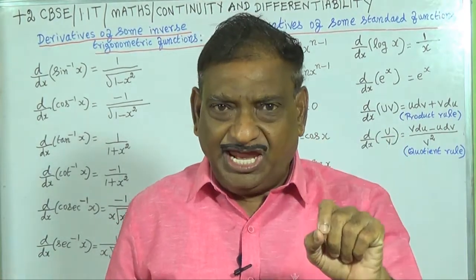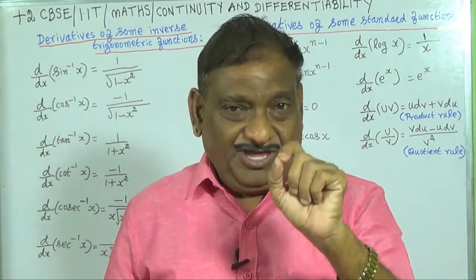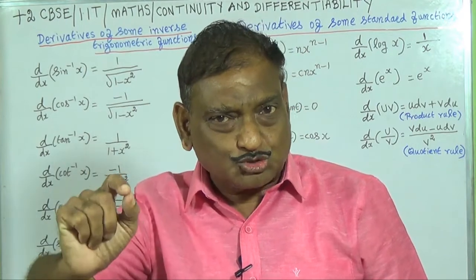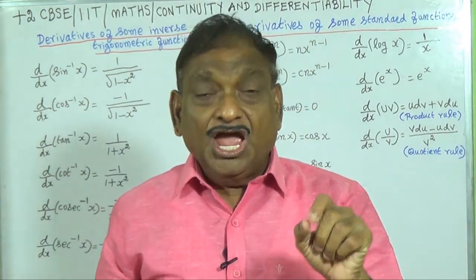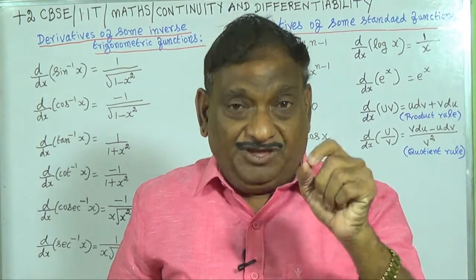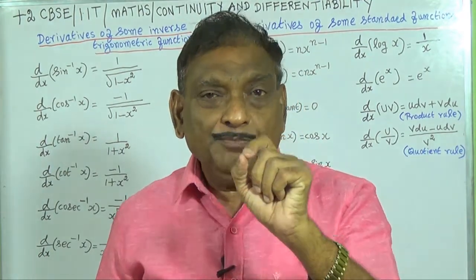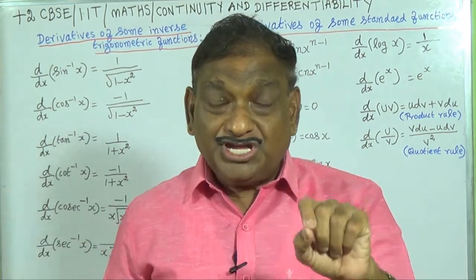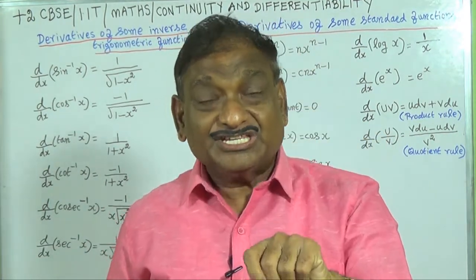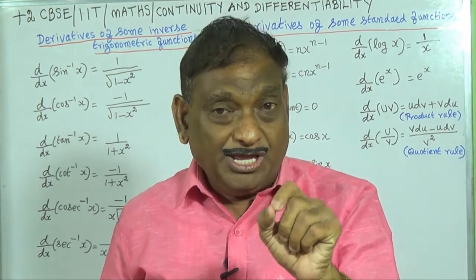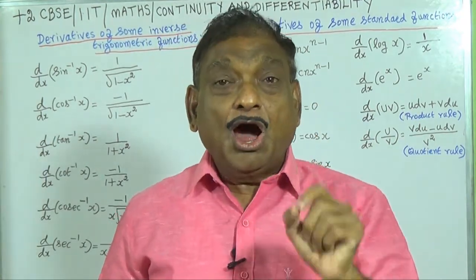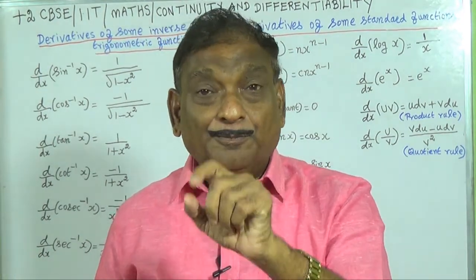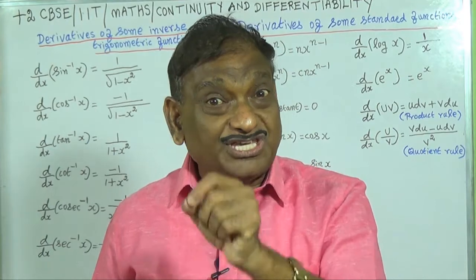If we differentiate sin inverse x, we will get 1 by root of 1 minus x square. On differentiating cos inverse x, we will get minus 1 by root of 1 minus x square. On differentiating tan inverse x, we will get 1 by 1 plus x square. On differentiating cot inverse x, we will get minus 1 by 1 plus x square.